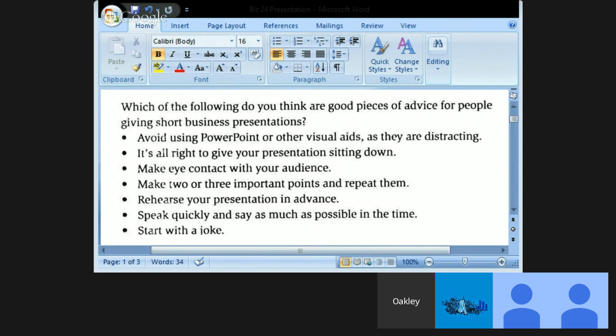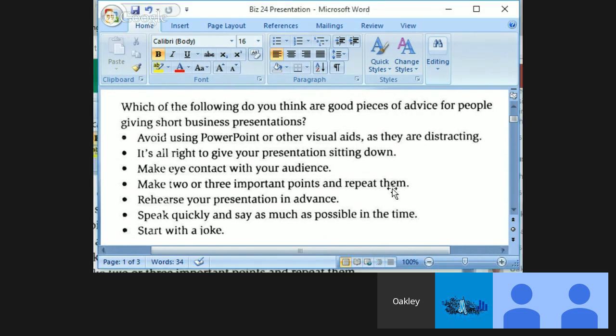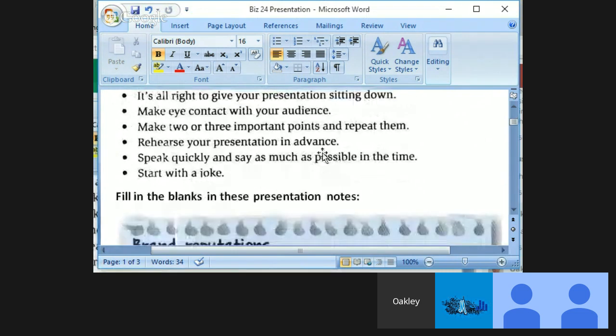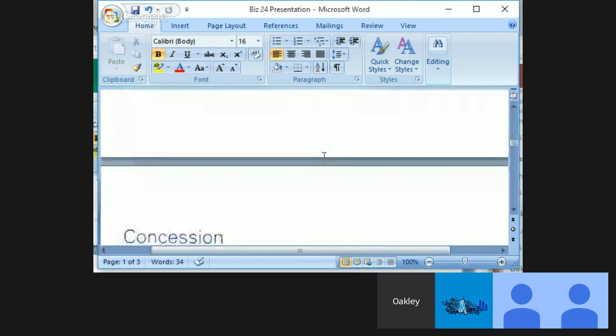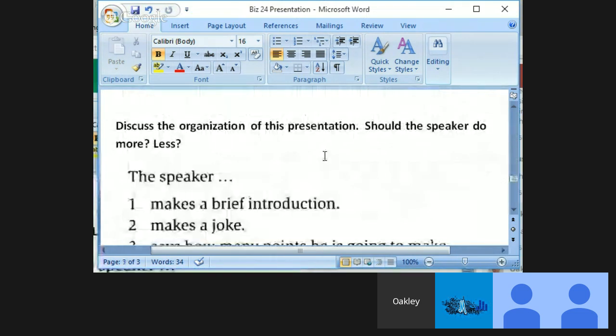Starting with a joke is fine if you're good at telling jokes. To be blunt, if you're bad at telling jokes, then don't tell a joke. Don't force yourself to tell a joke if you're really bad at it. It's the worst thing you can do, really. Great, if you're really good at telling jokes, then fine, go for it. But I don't think it's necessary.